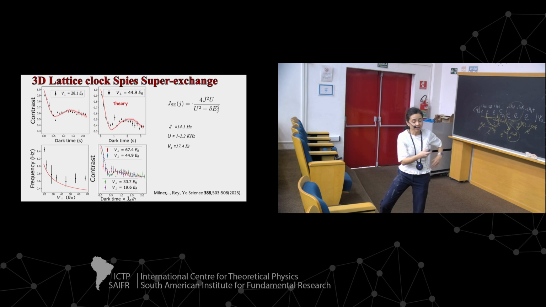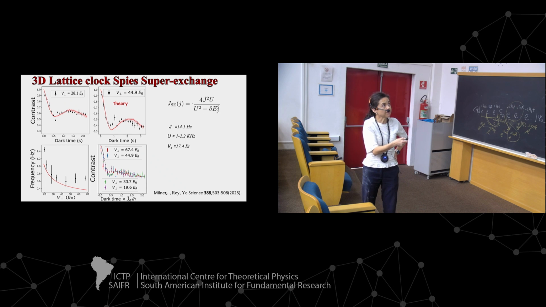And also there is the inhomogeneity from one lattice site to the other. But we can see that overall, if we do the theory based on these parameters, all these curves, depending on the lattice depth, are going to fit into a very universal curve that is telling us that we do see super exchange interactions. So it's the first time that we see coherent super exchange interaction in these systems.